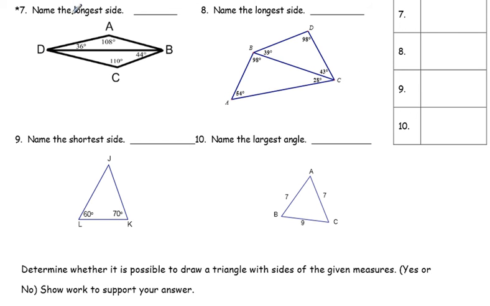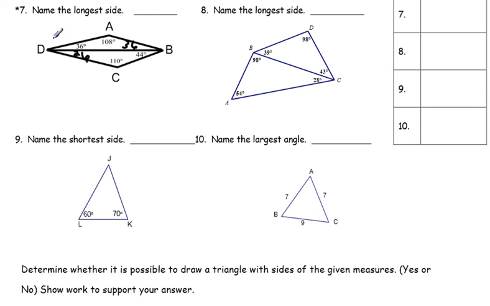Number 7, naming the longest side. Well, the first thing that we always do in a triangle, if we have 2 out of the 3 angles, is to find the missing angle. So I would take 108 and 36, subtract them from 180 degrees, and I would get 36 degrees here. And then I'd take 110 and 44, subtract them from 180 degrees, and I would get 26 here.